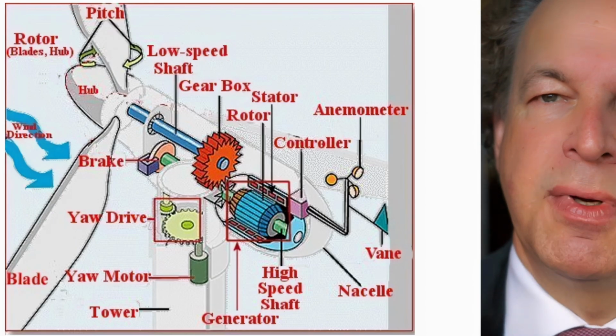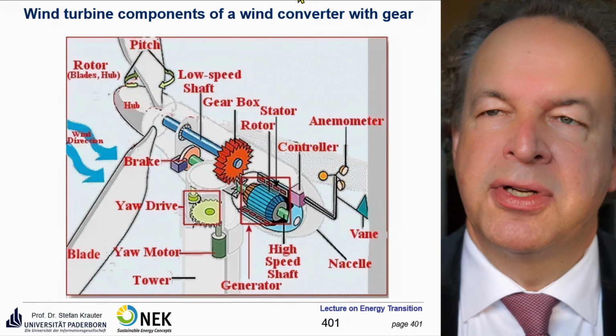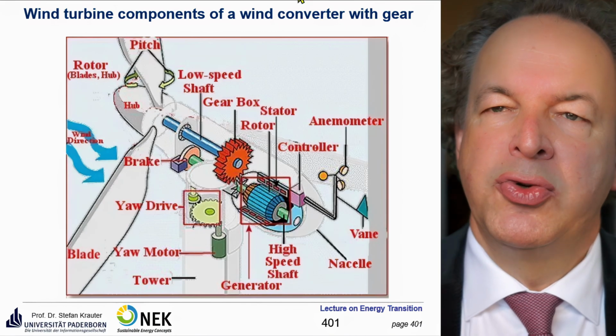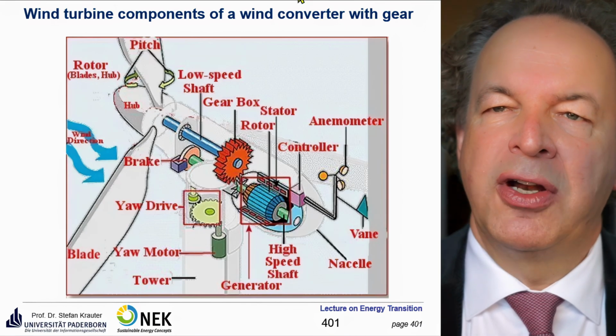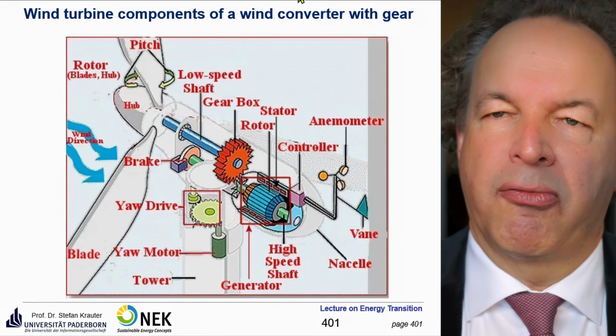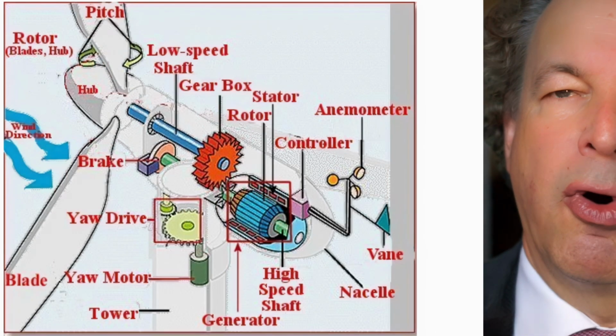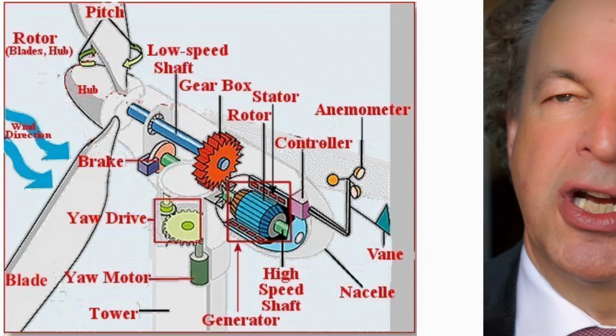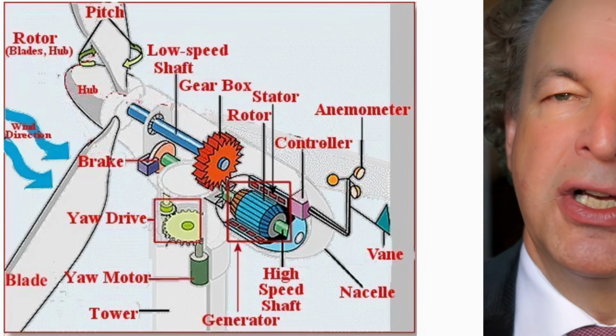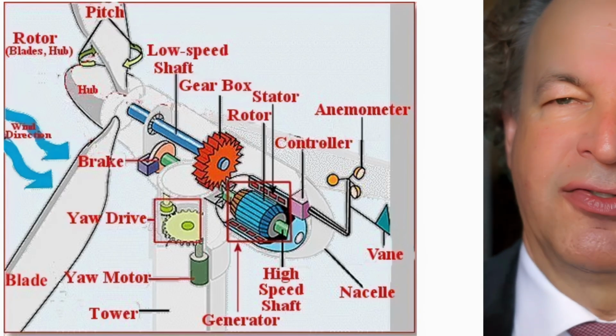Then you have the low speed shaft, while normal generators with pole pairs of 1 or 2 need either 1500 or 3000 rounds per minute. You have to have a gear to do that, or you have a special generator with a lot of poles, so you can work with a low speed shaft.